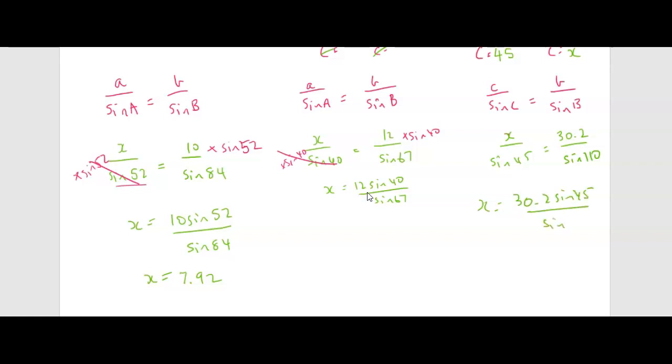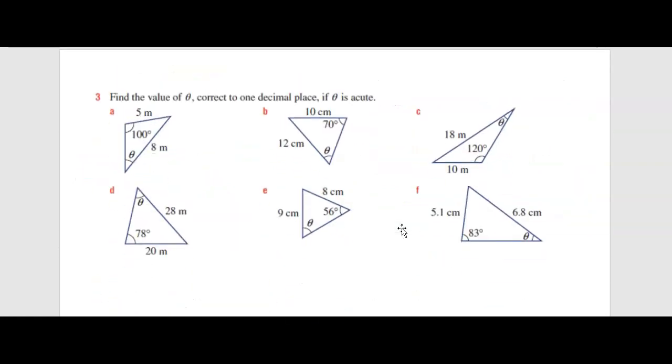Okay, so the next question I just put in is looking at, what am I talking about? The ambiguous case of the sine rule. So it does say if theta is acute. So remember an acute angle is less than 90 degrees and an obtuse angle is greater than.